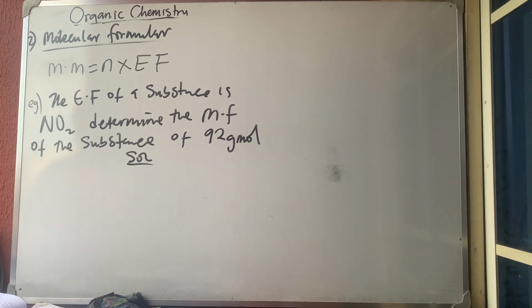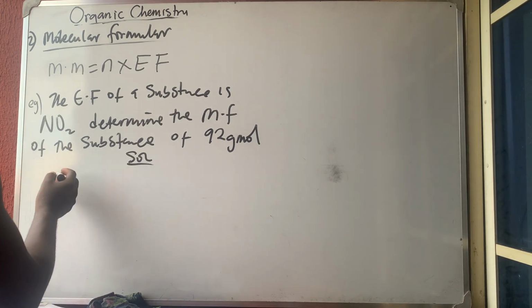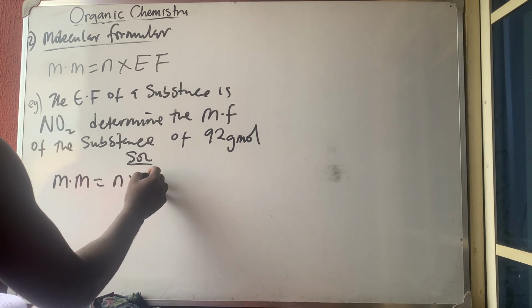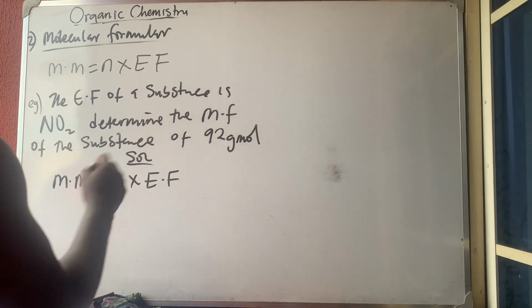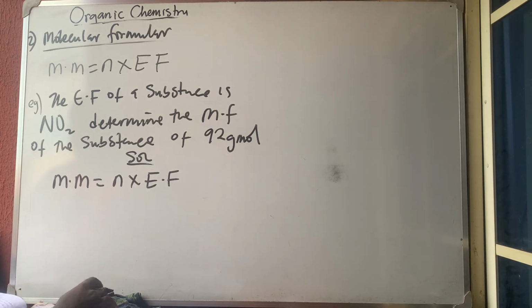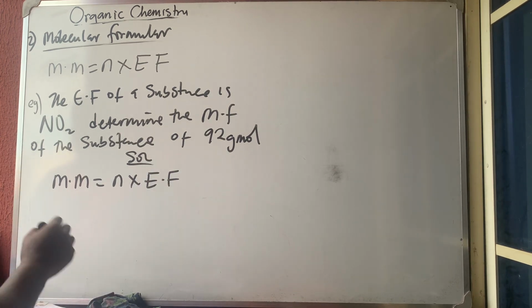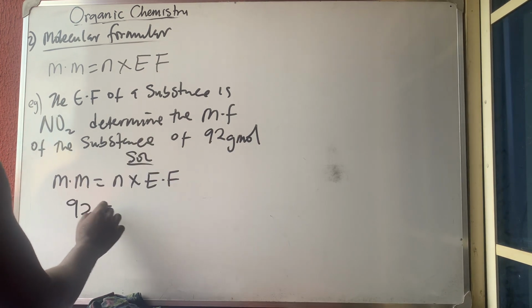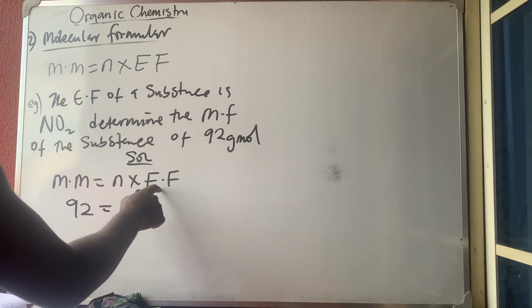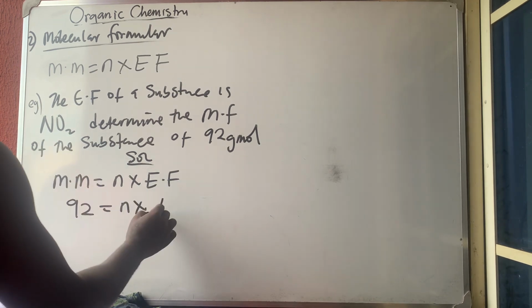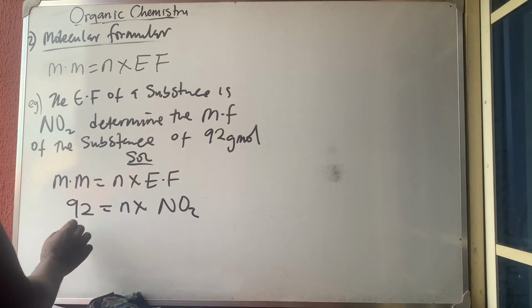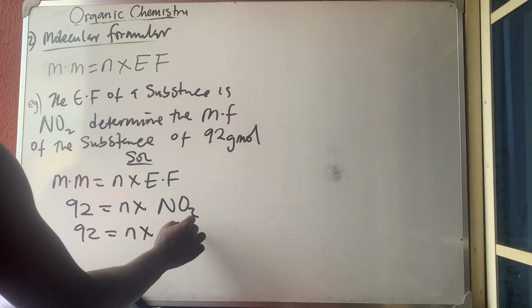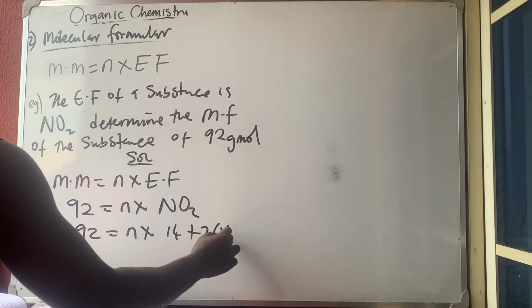Okay, so let's go. So what do we have now? Solution, don't forget that the molar mass is simply N times empirical formula. The molar mass here, they gave us as 92 gram per mole. So 92 is equal to N times the empirical formula, NO2. So 92 is equal to N times, this is 14 plus 2 into 16. Don't forget.